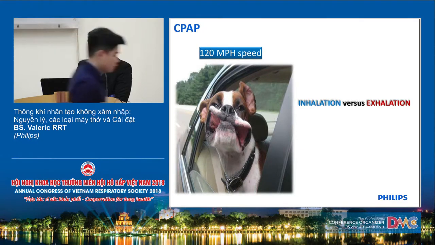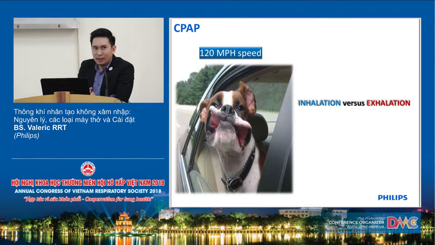Okay, so do you experience with your patient that the patient is having a problem during active exhalation? Have you had an experience? And what is your remedy? How do you deal with that problem or issue?